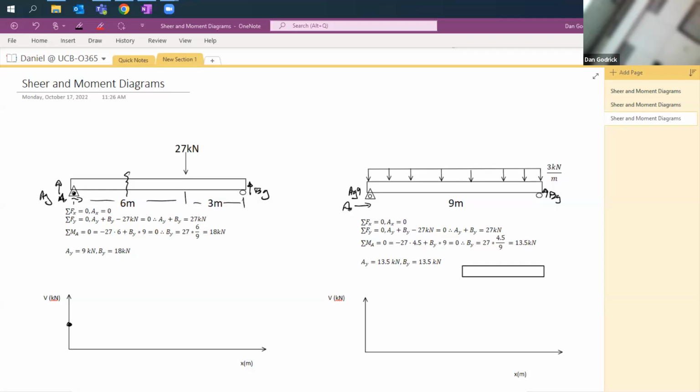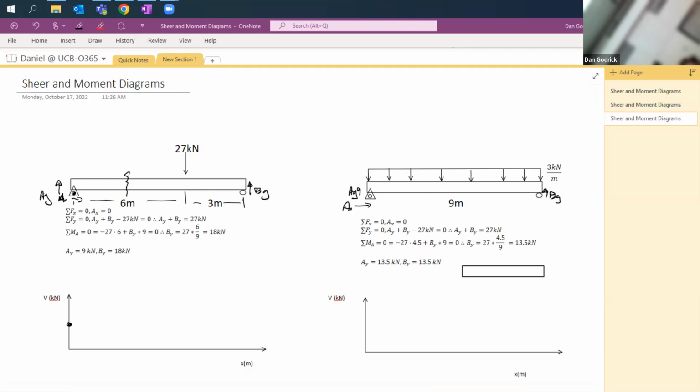Welcome, everybody. This is Professor Dan at CU Boulder, and today we are going to be talking about shear and moment diagrams. We're going to talk about the graphical method and show you where we can use it, but also use what's also known as our equation method.